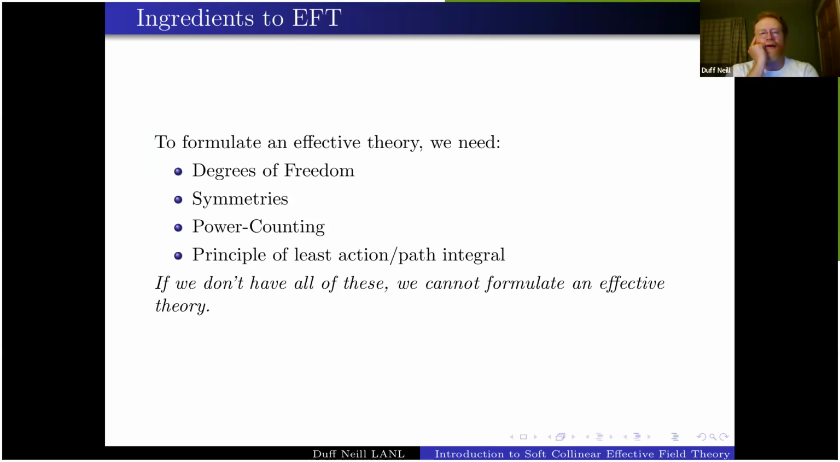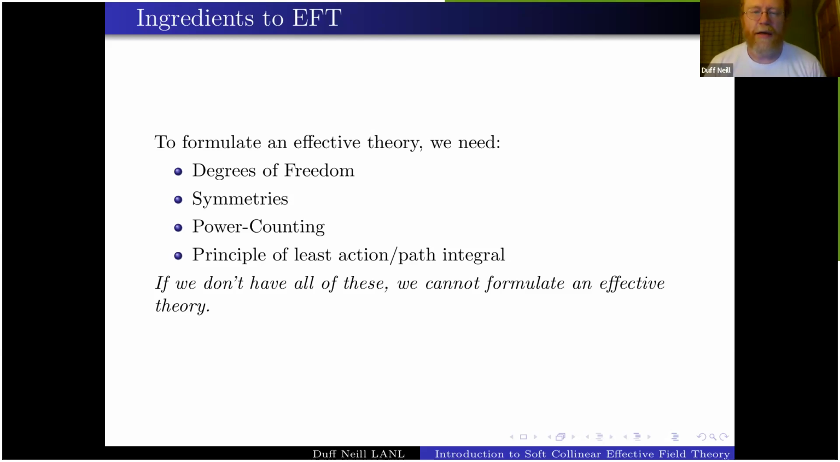All right, so this is mainly a brief recap of what I talked about last week. In order to formulate an effective theory, we need this set of ingredients. What are the degrees of freedom? What are the symmetries of the problem? What is the power counting? And then at the last bit, we'll need some sort of principle of least action / path integral. I'm not going to talk very much about that last point because that's something that should be covered in QFT1.